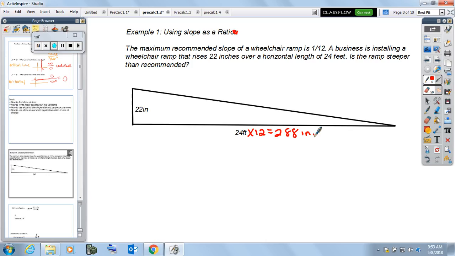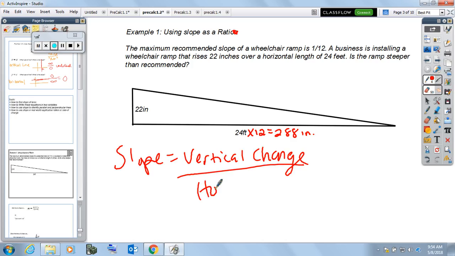Well, let's think about the rise over run in this case. We know that the slope is the vertical change over the horizontal change, right? That's what it means to be the rise over run, the horizontal change dividing into our vertical change. And so, well, what's the vertical change?